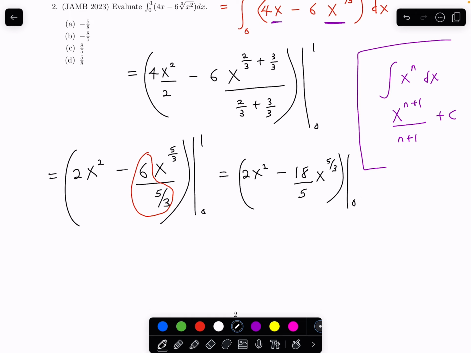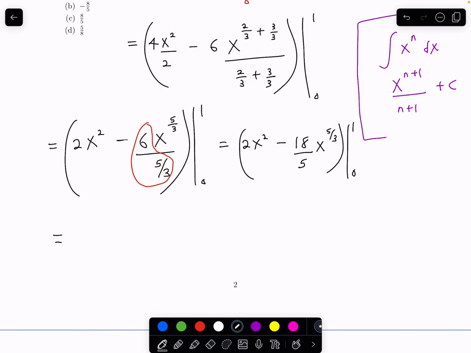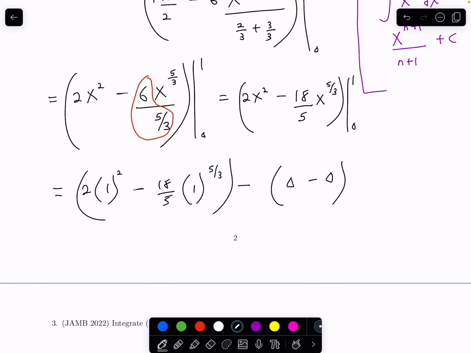This is from 0 to 1, so I'm going to plug in 1 first. If I plug in 1, 2 times 1 squared minus 18 over 5 times 1 to the power of 5 over 3, minus, if you plug in 0 into all that, you get 0 minus 0. So this is just going to be 2 minus 18 over 5, because 1 squared is 1, 1 times 2 is 2, and 1 to the power of 5 over 3 is just 1. 1 times 18 over 5 is 18 over 5.